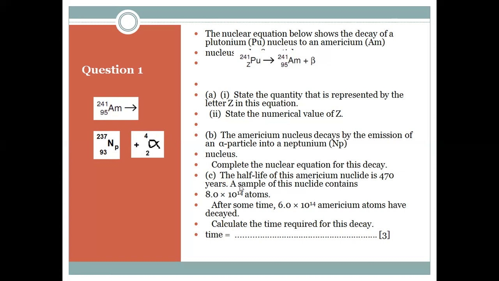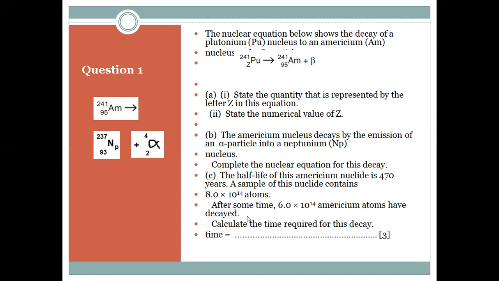Okay, now there is a question. The half-life of this americium nuclide is 470 years. And the sample contains 8 into 10 to the power 14 atoms in the beginning. At t equals 0, how many atoms are present? 8 into 10 to the power 14. After some time, this decreases to 6 into 10 raised to the power 14. Calculate the time required for this decay to occur.